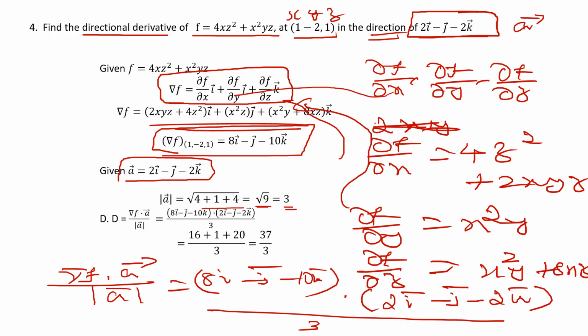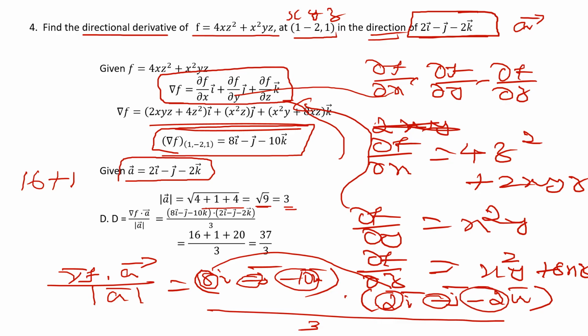Remember, when you do dot product, you have to take the coefficient of i and multiply these two. So 8 times 2 will give you 16. Plus here the coefficient is -1. Here the coefficient is -1. Minus times -1 will give you +1. Then -10 times -2 will give you +20. Divide by 3. If you simplify, you will get 37 by 3.